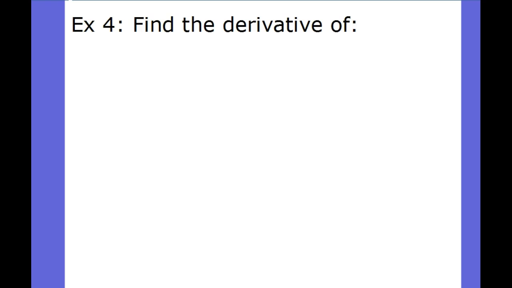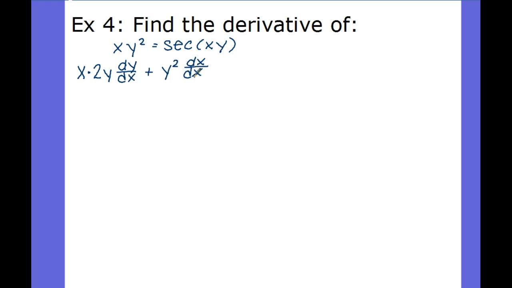Find the derivative of xy squared equals secant xy. Left side, product rule. Perfect. First times derivative of the second plus second times derivative of the first. Equals. What do we have to use on the right side? And chain rule.